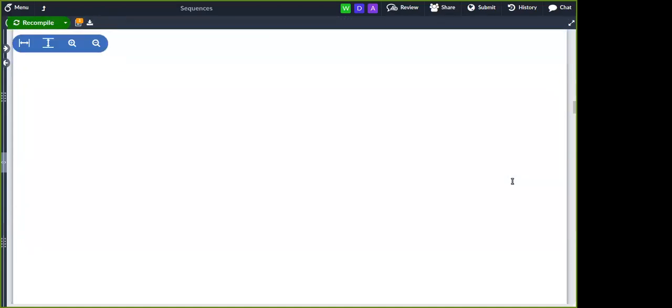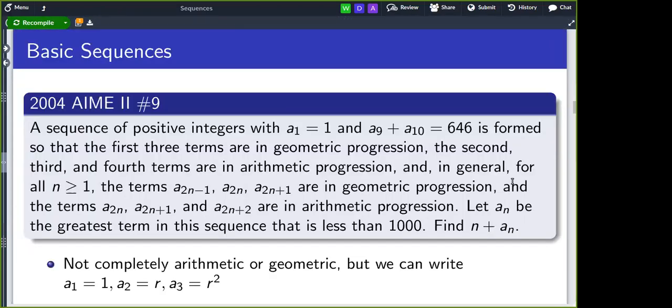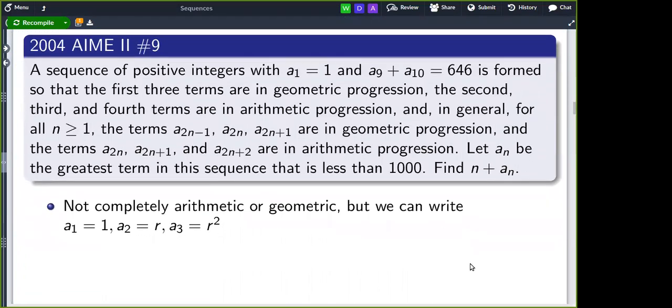Please don't spoil yet. No spoilers, stop. Okay.